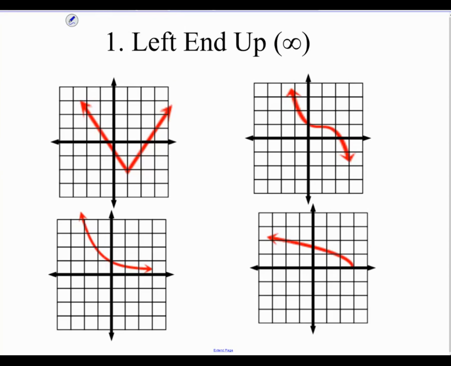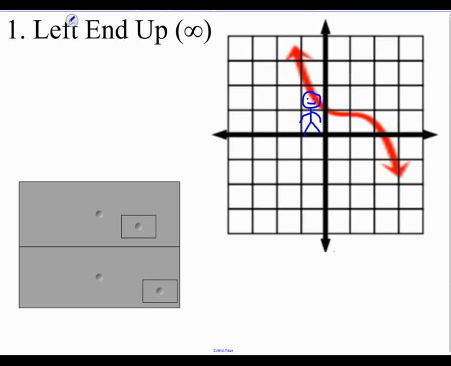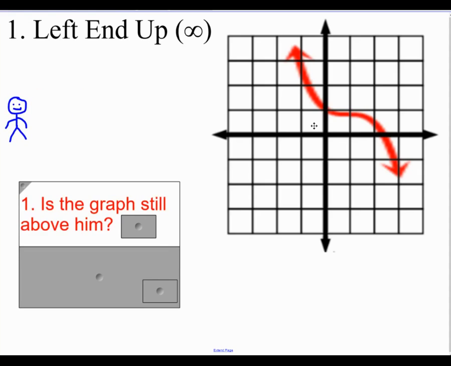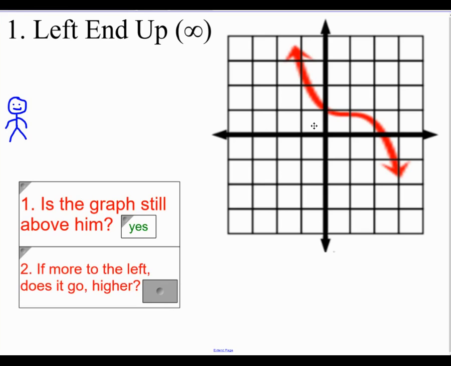Let's do the left side. Left end up, up, up, up, up. Hey, that's a square root function. And let's ask the same questions. Let's move our imagination far left first. Let's ask, is the graph still above him? Yes. If we were to go more to the left, does it go even higher? The answer to that is yes. And the left end behavior is infinity.